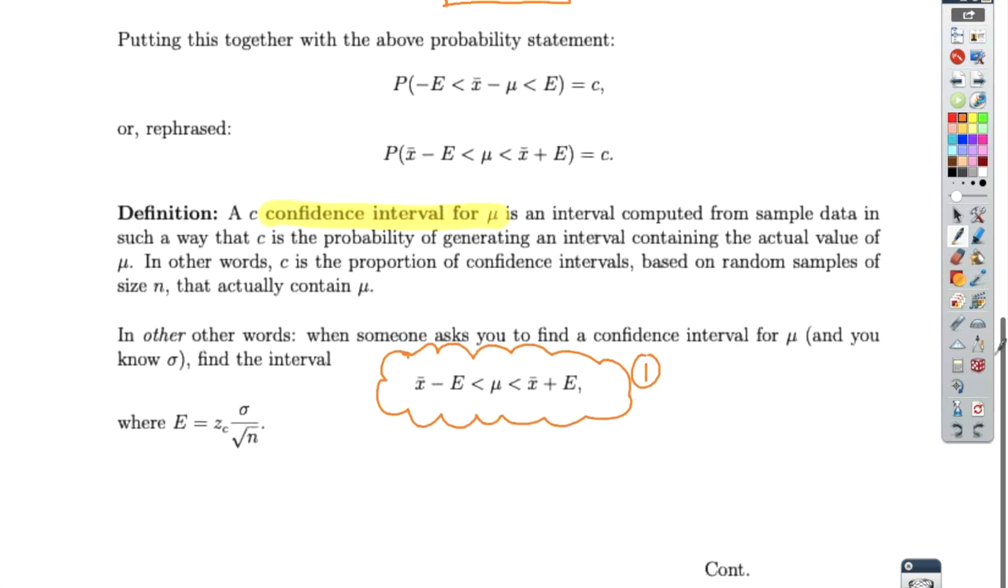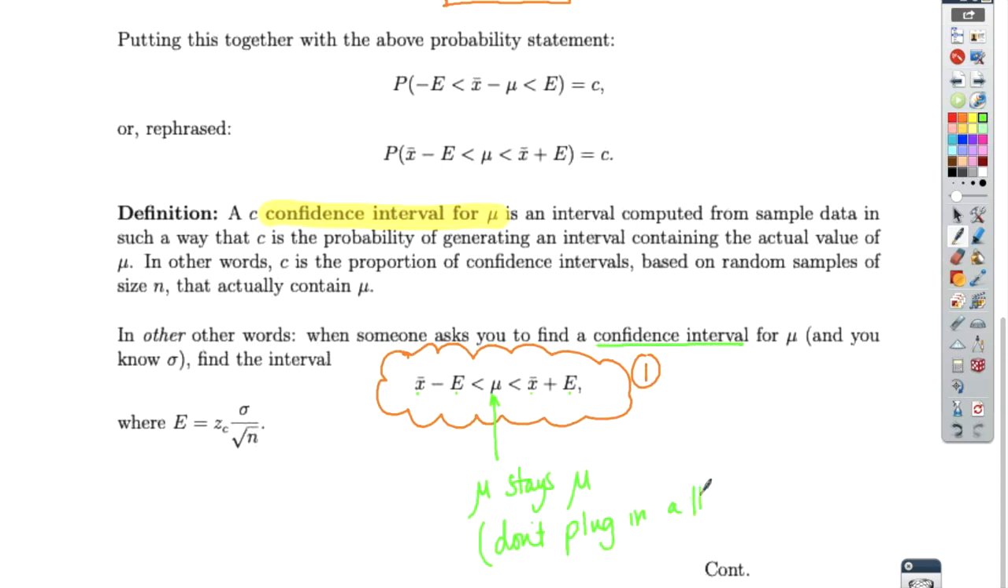Actually, let me just make one other really important note here. You're going to be plugging something in when you're making a confidence interval. The problem is going to say, give a confidence interval for mu. So when someone asks you for a confidence interval, you will plug something in for x bar, and you will plug something in for E. The thing that I want to point out is that mu stays mu. You don't plug in a number here.